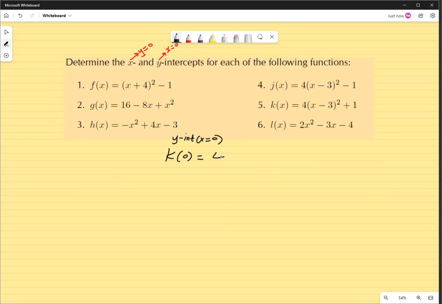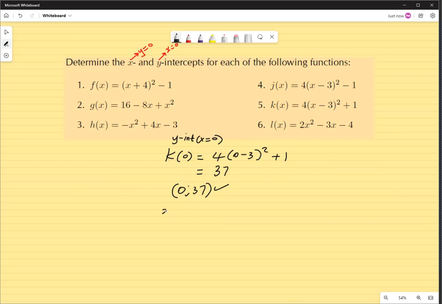So k input 0 means 4 times (0 minus 3) squared plus 1, right? Which means 9 times 4 is 36 plus 1 is 37. So here we're going to have x being 0 and your y being 37. And that's your y-intercept.